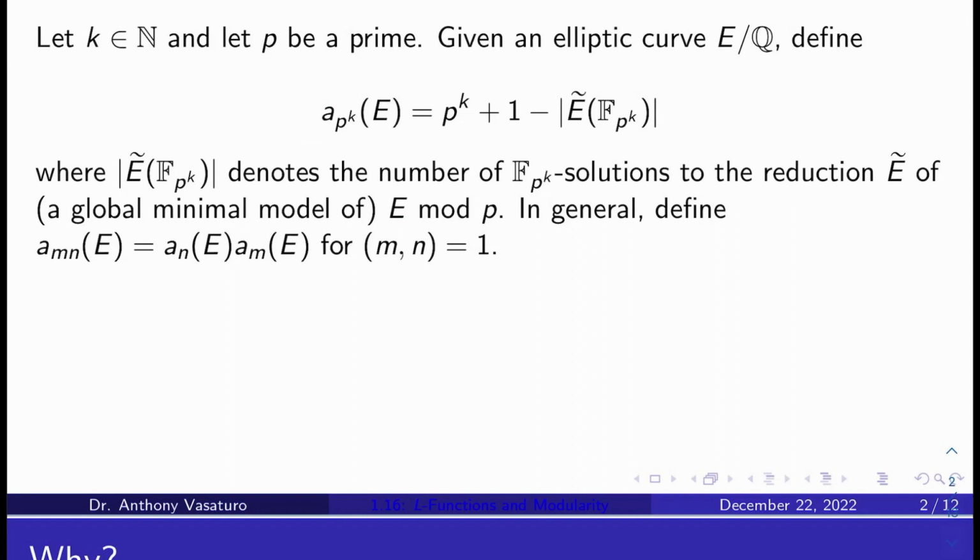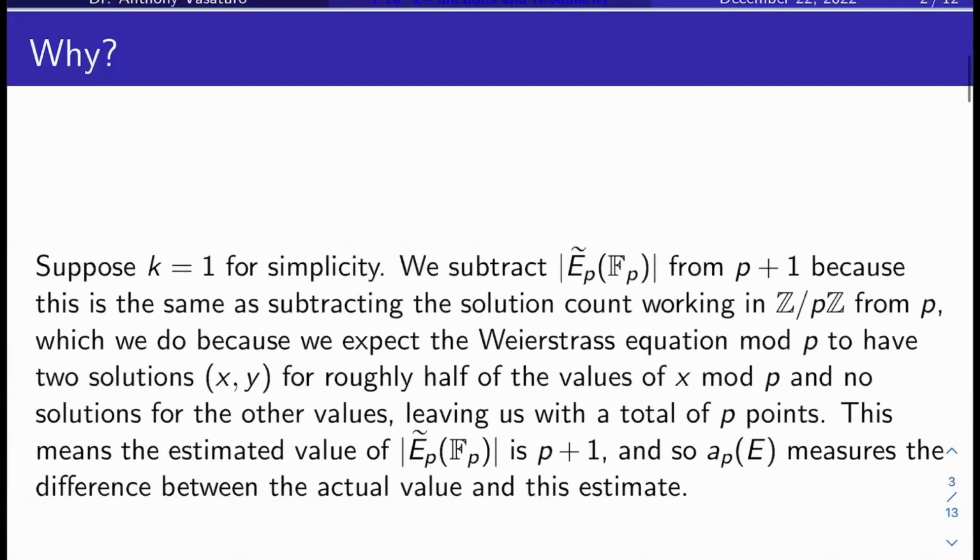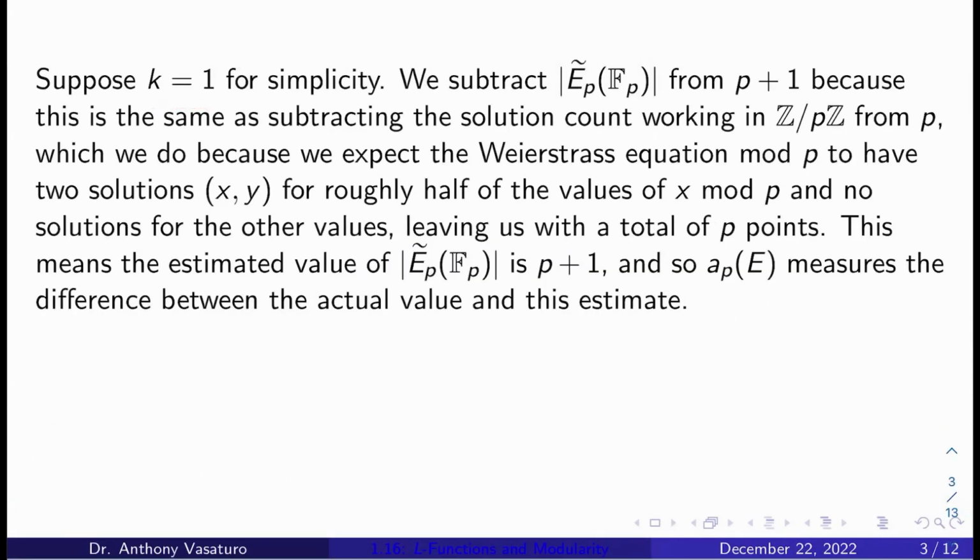All right, so what's going on here? These are recording the number of solutions on the reduction of E mod P over the field F_{P^K}. So why is this extra P^K plus 1 here? I'll talk about that for a minute. Let's suppose K is 1 for simplicity. Why am I subtracting the number of F_P points on E tilde sub P from P plus 1? That's the same thing as subtracting the solution count working in Z mod PZ from P.